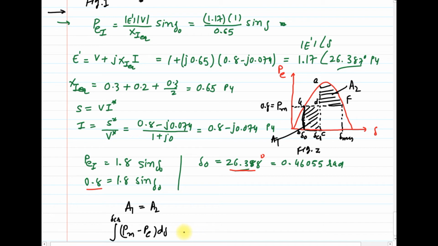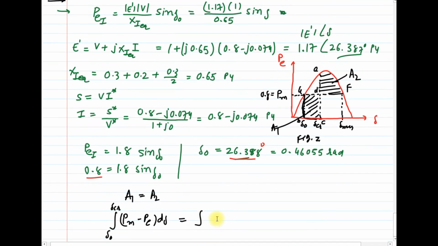Okay. And for the area A2, which is delta CR to delta max. Clear? So the delta max and the condition is the deceleration, which is PM minus PE. So what is the value of PM minus PE?